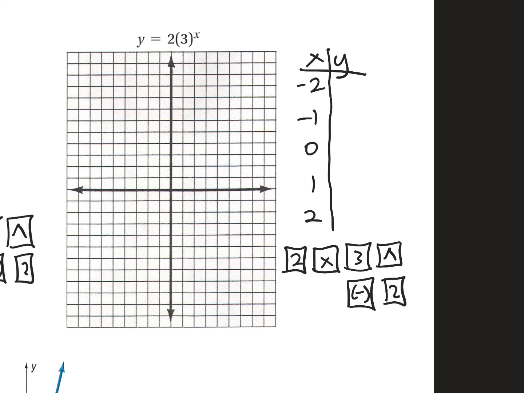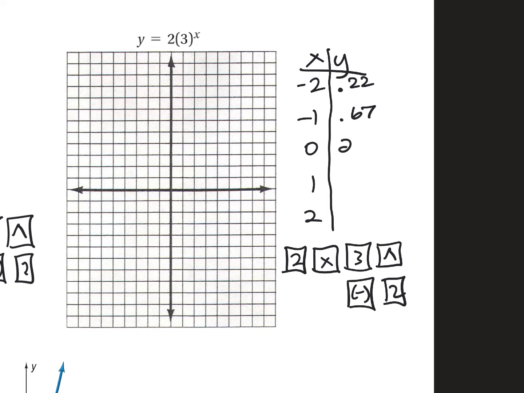So on my calculator, I type this in, and I get 0.22 as my number. Okay, I'm going to type in -1. And when I type that in, I get 0.67. I'm going to put in 0. 3 to the 0 power is 1. 1 times 2 is 2.